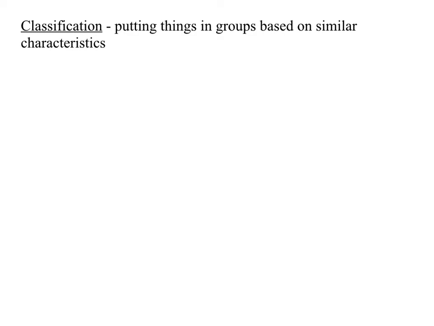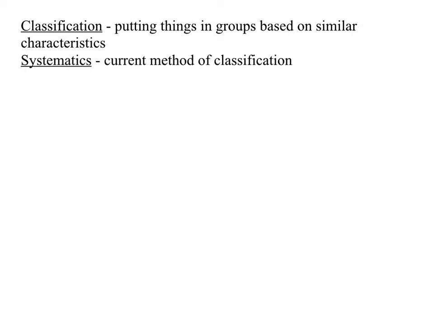All right, so now we're going to talk about classification. Classification is when we take things and put them in groups based on similar characteristics. Like if I were to look around the classroom, I could put people in groups based on the color shirt they're wearing. All the blue shirts would be in one group and all the red shirts in another. We classify things all the time, and science is no different. We're going to classify a lot of things in science too.